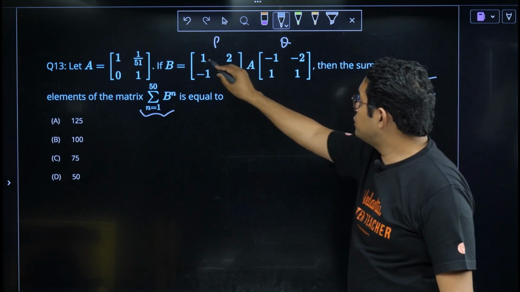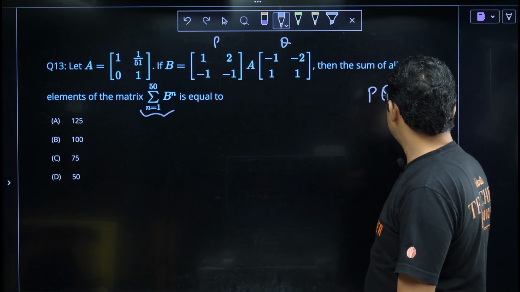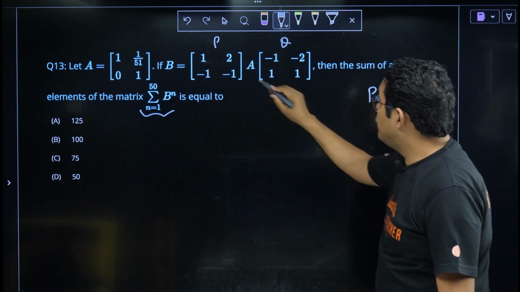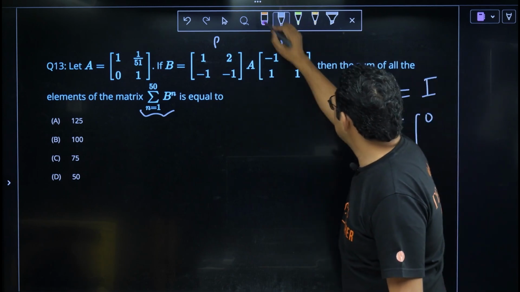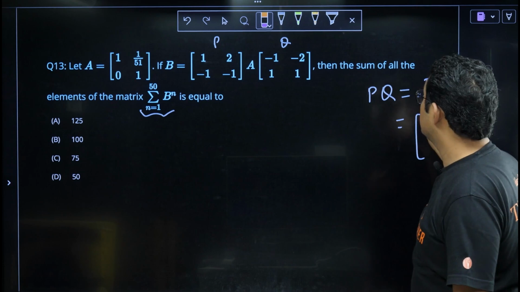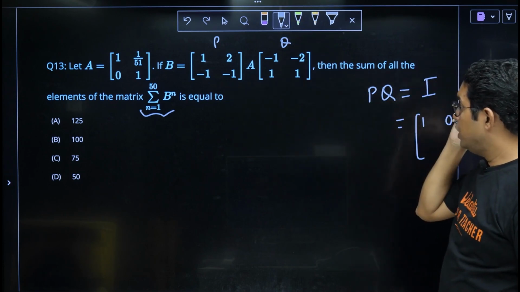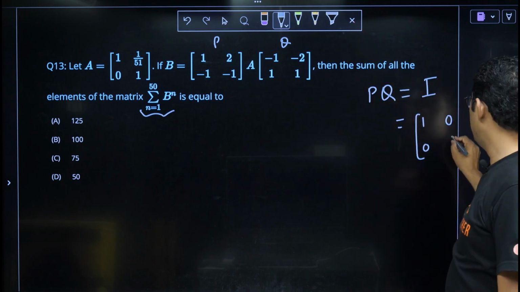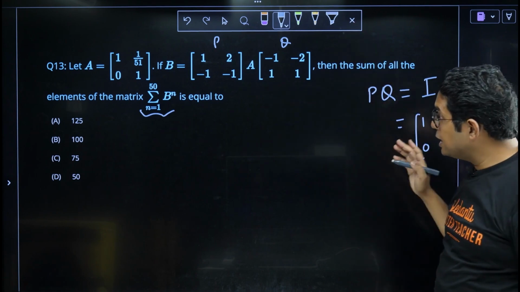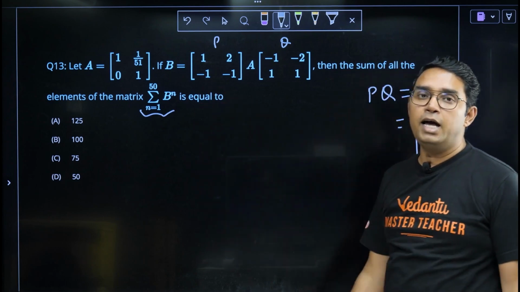Please see, first row, first column: 1 minus 1 plus... so it becomes 0. First row, second column, minus 2 plus 2. So I think here it was 1, not 0. This was 1 here. This is 0 here. And then second row, first column: 1 minus 1, 0 here. Second row, second column: 2 minus 1, 1 here. Okay. See, in such questions, there has to be something like this. Otherwise, you cannot find higher powers of B.